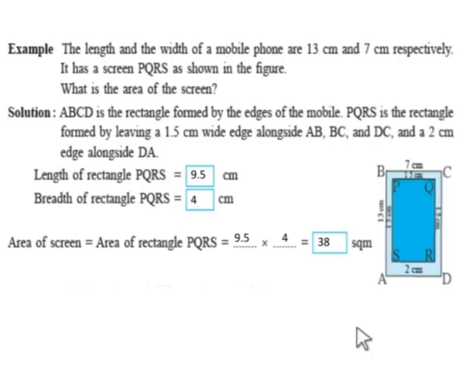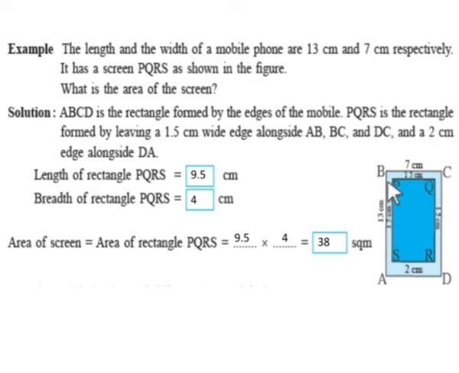Now next example given on the same page. The length and width of the mobile phone are 13 cm and 7 cm respectively. It has a screen PQRS as shown in the figure. What is the area of the screen? Children, you have to find the area of the screen PQRS. Here you will see that PQRS quadrilateral is a rectangle. Now here the border or the width of the boundary is also given.